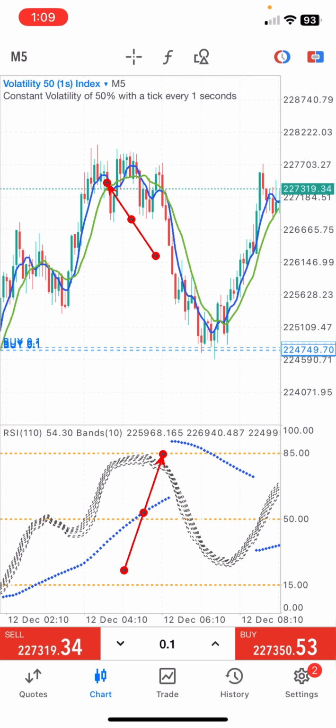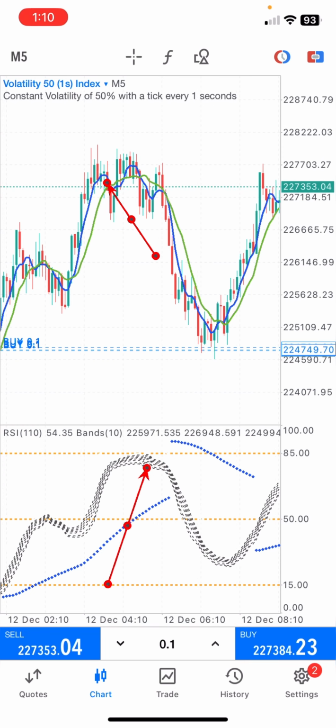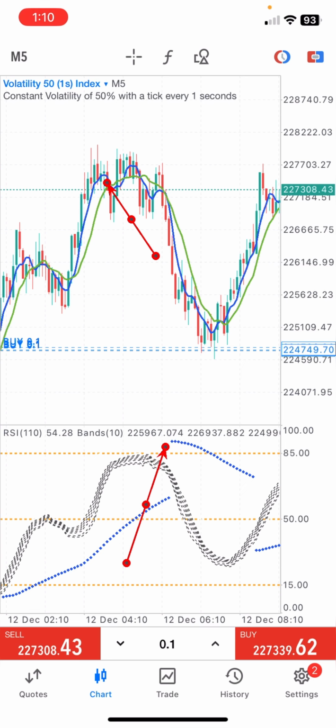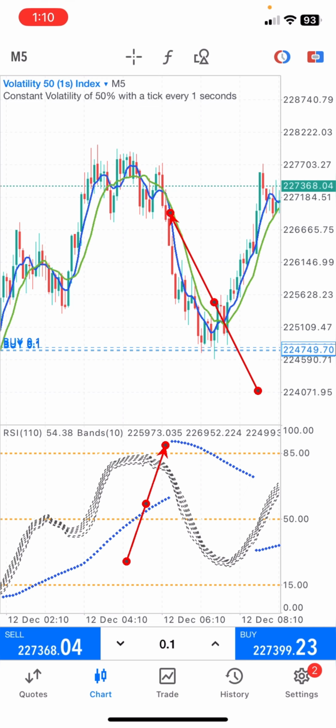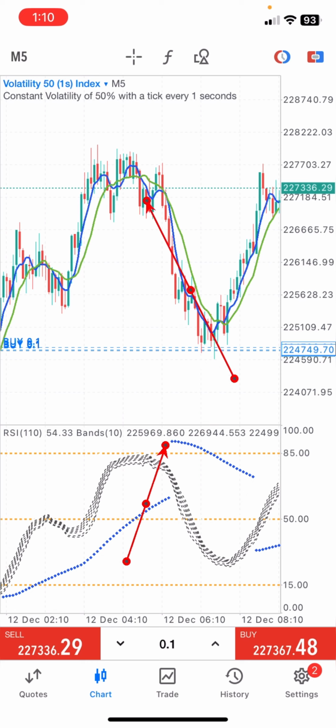When the parabolic SAR dot shows, the next thing you are expecting is to pay attention to the price. You are expecting to see the price move below the 2 moving averages.